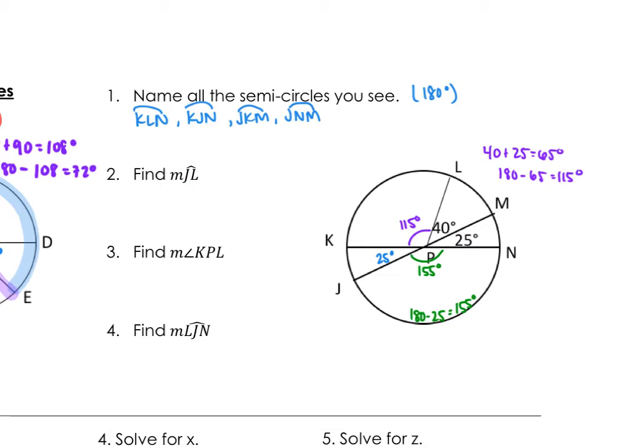So first one, they're asking for arc JL. So JL goes from here to here, okay? And remember, central angle is the same as the arc. So since I have these central angles, I know the arcs are just going to be the same. So if I'm solving for JL, it's just going to be these two pieces added together. So it's just going to be 25 plus 115, which is 140 degrees. So the measure of arc JL is 140 degrees.